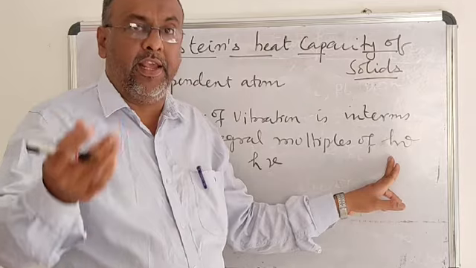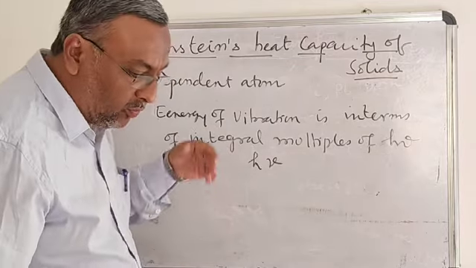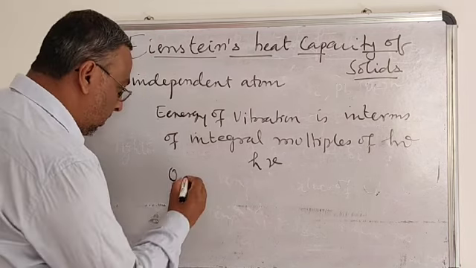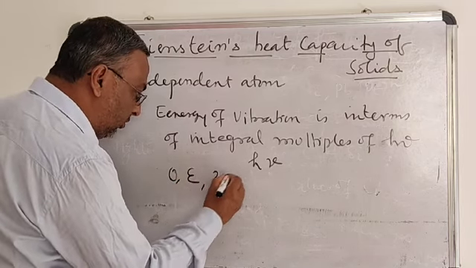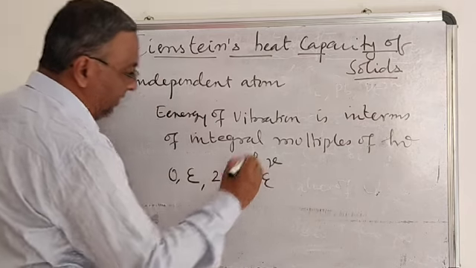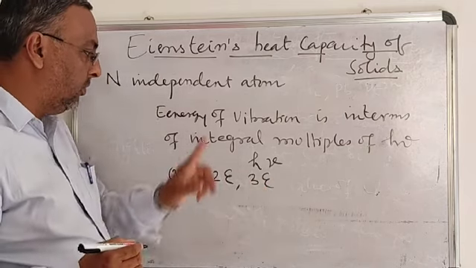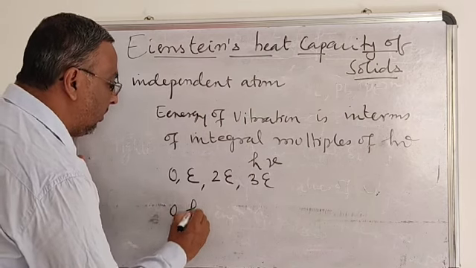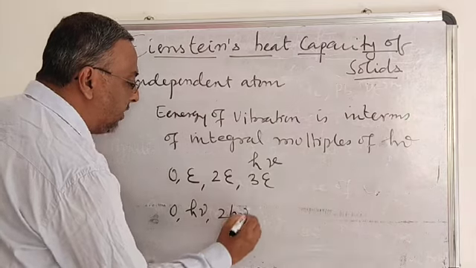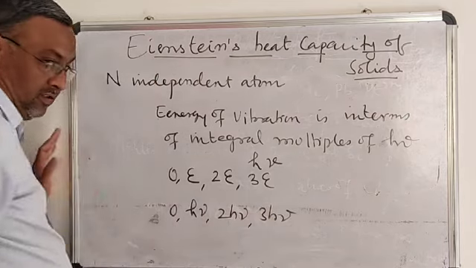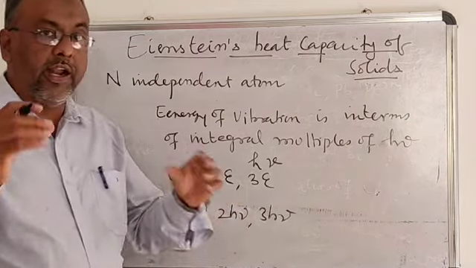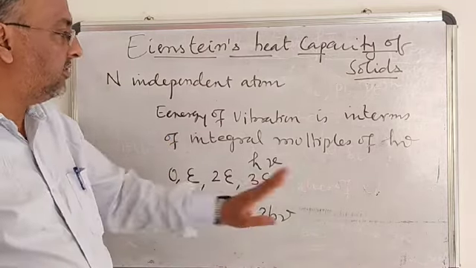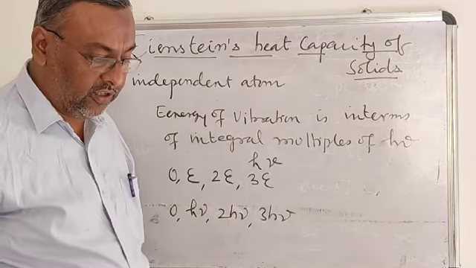as 0 h nu, 1 h nu, 2 h nu, and the corresponding energies will be 0 energy, 1 energy, 2 energy, like this. Every E will be equal to 0, or h nu, 2 h nu, 3 h nu, like this. The energies of vibration are integral multiples of h nu. This is given by Einstein's heat capacity of solids.